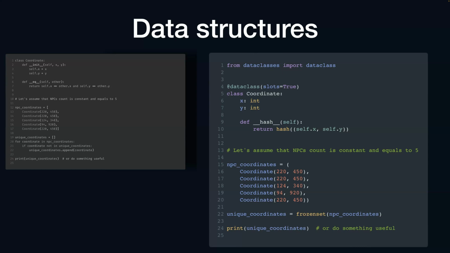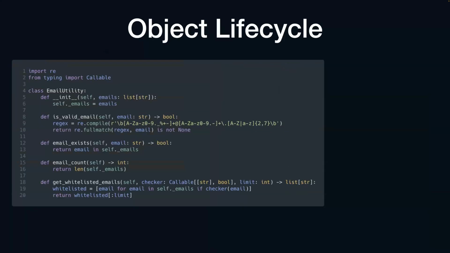So frozen set is not more optimal than a regular set, but it's good to be descriptive rather than to let the interpreter assume. So let's move on to the other example. This is regarding object lifecycle in Python.